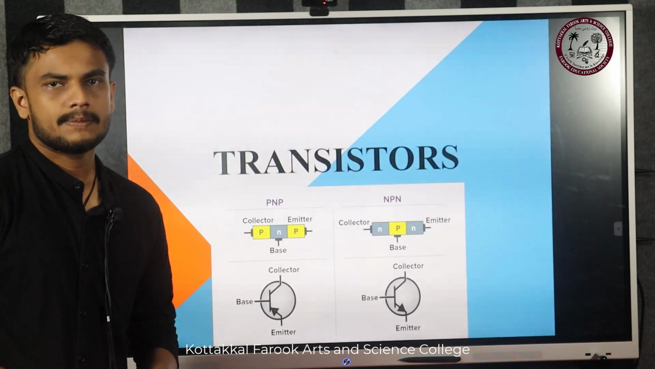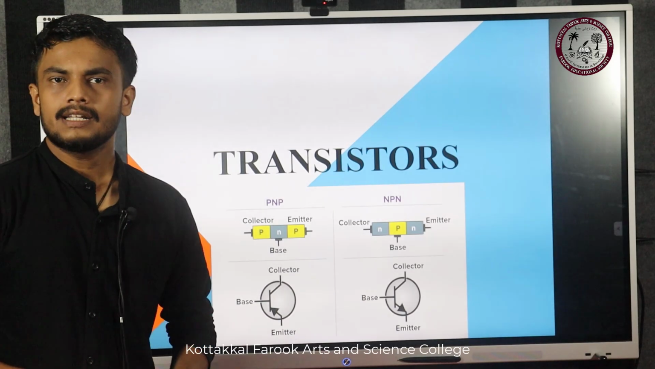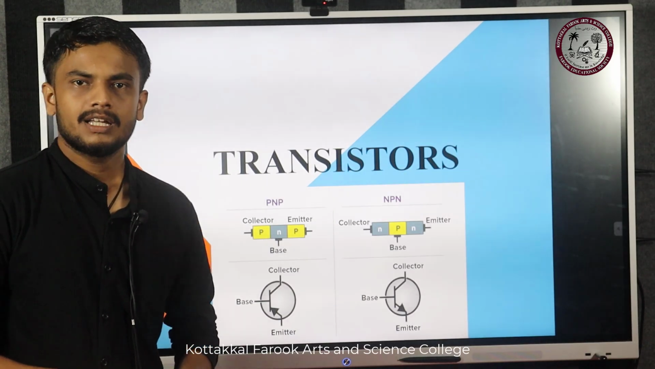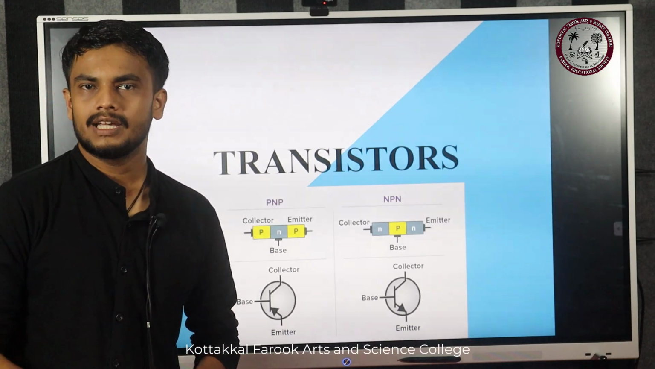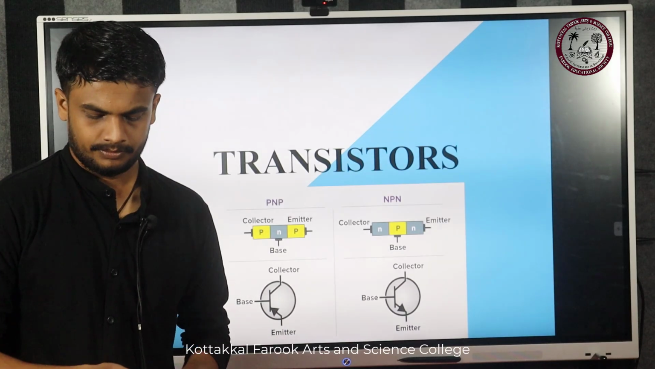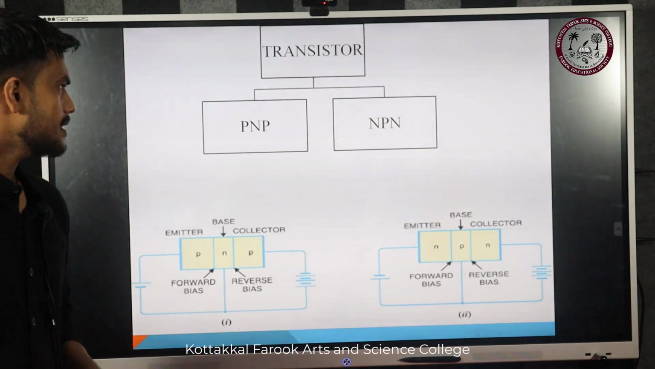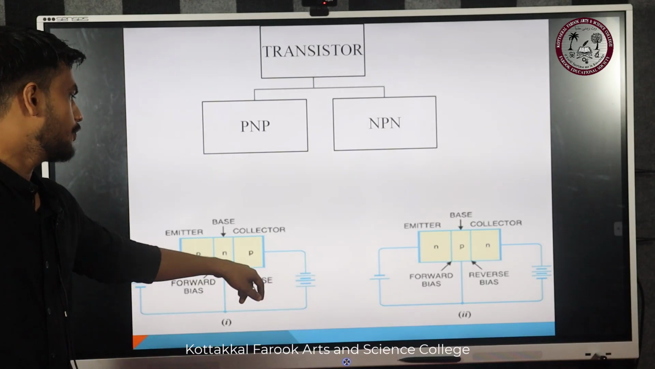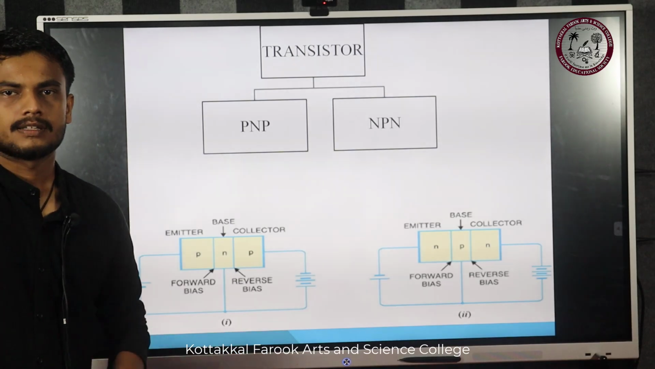There are two types of semiconductors. We know they are p-type and n-type. Similarly, there are two types of transistors, which are NPN transistors as well as PNP transistors. We will discuss more about transistors and their working. This is the basic figure of PNP transistors as well as NPN transistors.